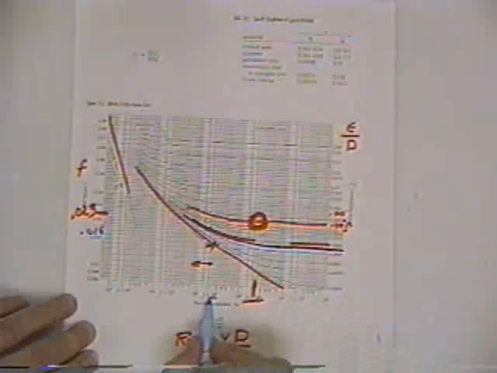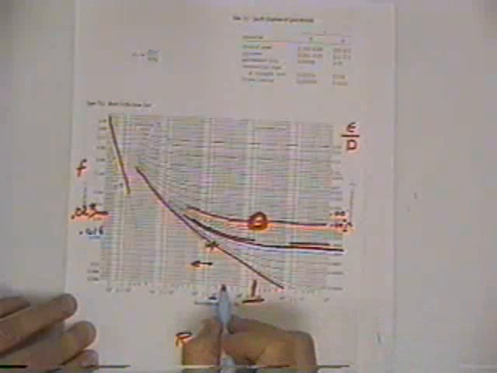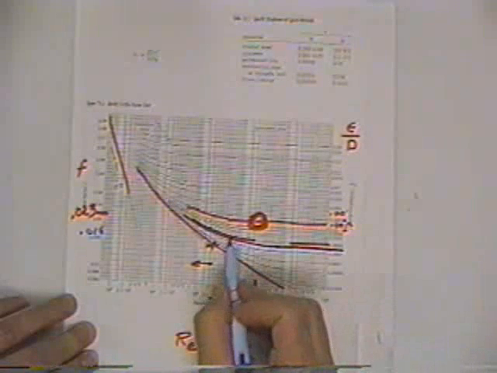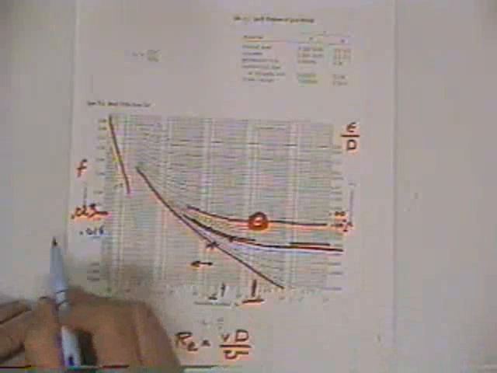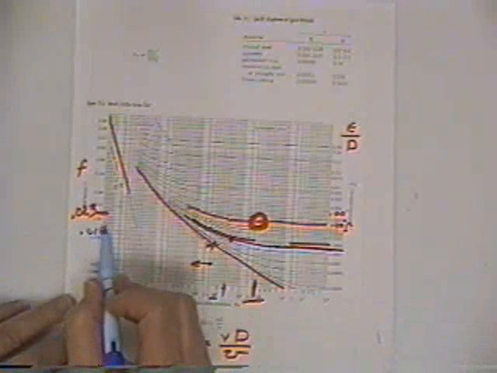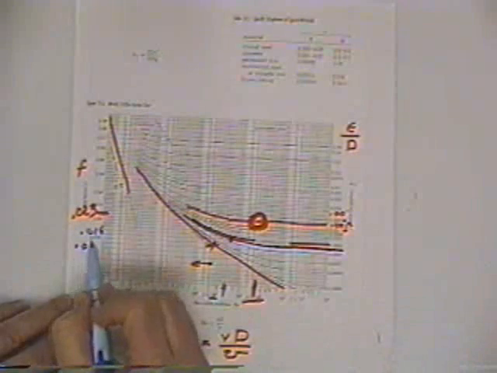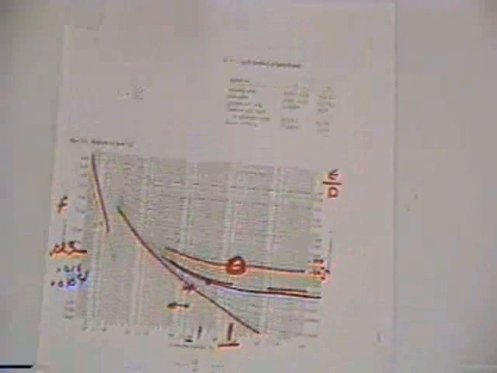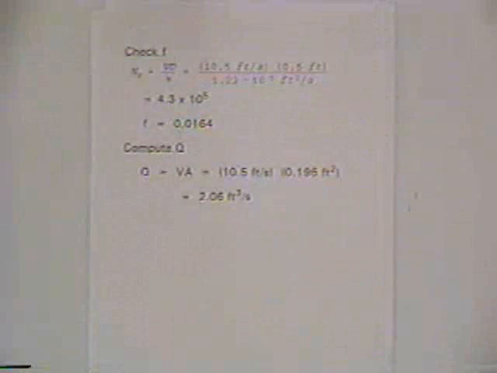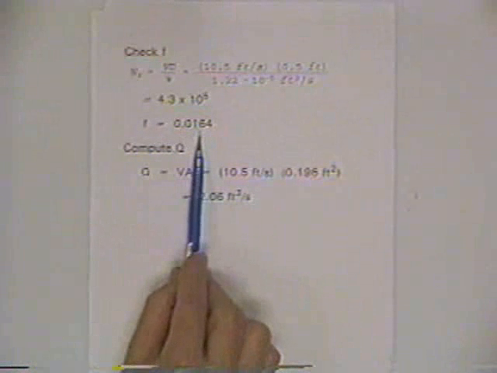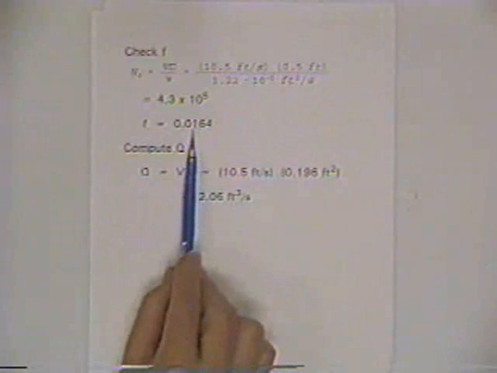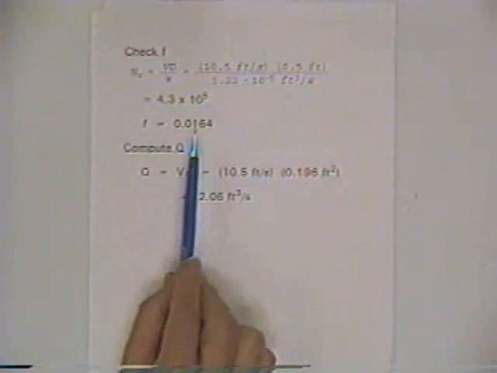10 to the fifth is, there's a 10 to the fifth, and a 4 is right in there, and so it puts us right up here, right in here. And when I read it off very precisely, I read off something like 0.0164. And so I'll say close enough. And so we'll go ahead and accept that. That's a judgment call.